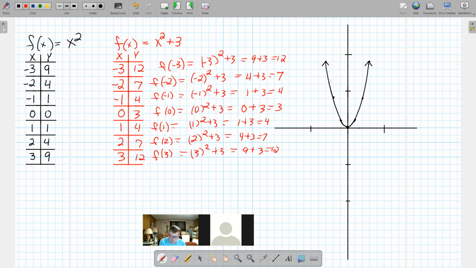Notice there's still some symmetry with the values. How do these y values compare to those y values? Can anybody tell me? The red ones, how do they differ from the black ones? No one wants to participate? Fine. Okay.